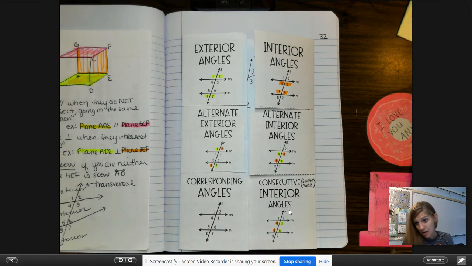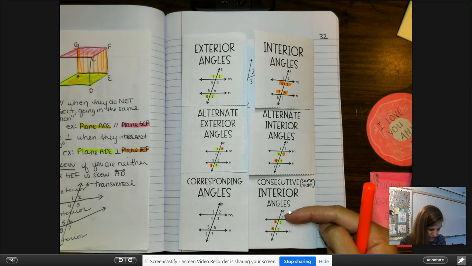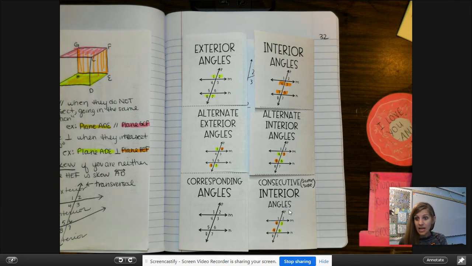Now we could also talk about consecutive exterior angles. We just don't use those as often, but consecutive exterior angles would be a pair like 2 and 7 or 1 and 8 because they're on the same side but on the outside. So those are consecutive exterior angles.